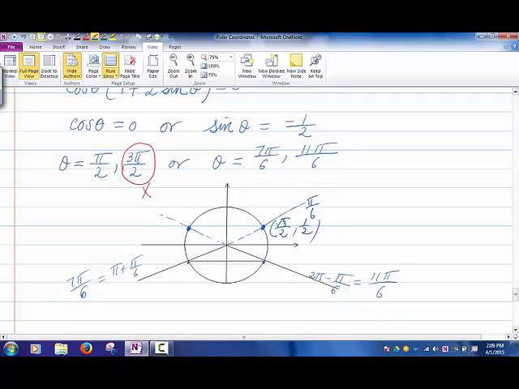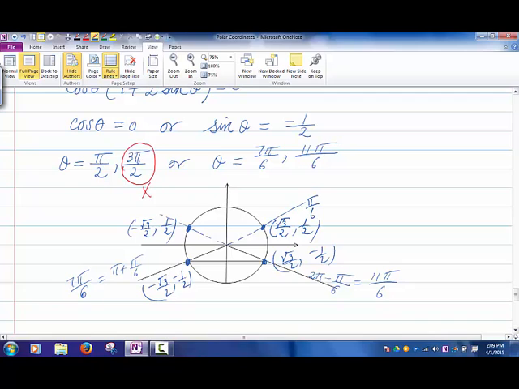So what are the coordinates of this point? Negative root 3 over 2 and a half, right? Y is still positive. What are the coordinates of this point? Negative root 3 over 2, negative half. What are the coordinates of this guy? Positive root 3 over 2 and negative half. Okay?